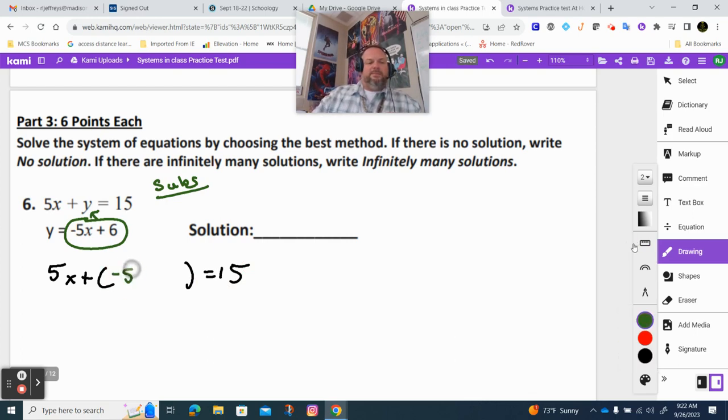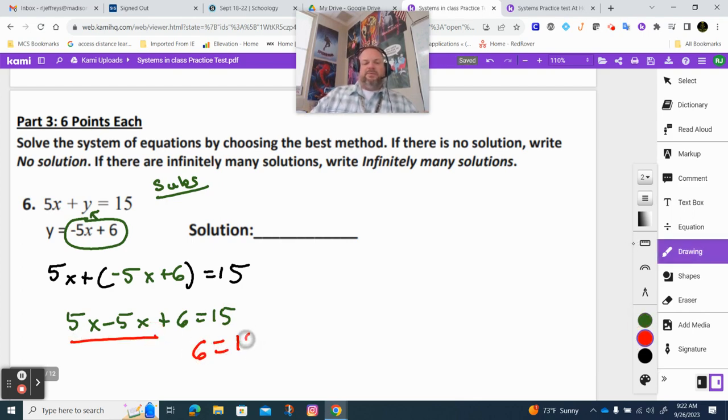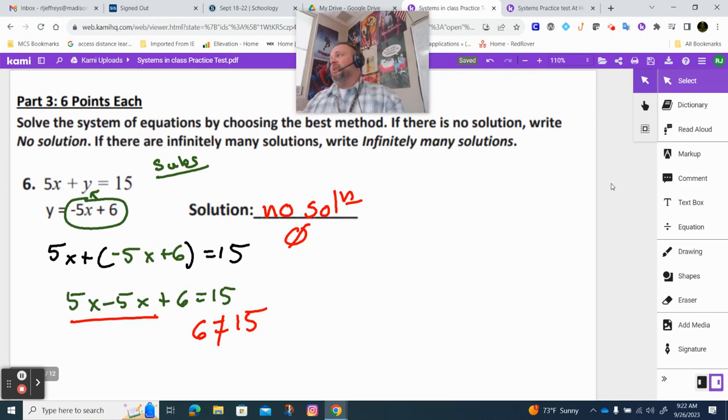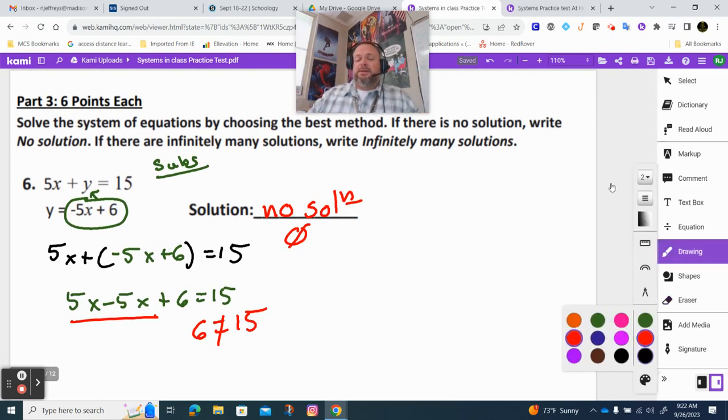All right. Now, we're not actually distributing anything. There's an understood 1 right here. Okay. These cancel. Does 6 equal 15? No. This is no solution. All right. Now, the question was, could we actually do graphing for this one? The answer is yes.